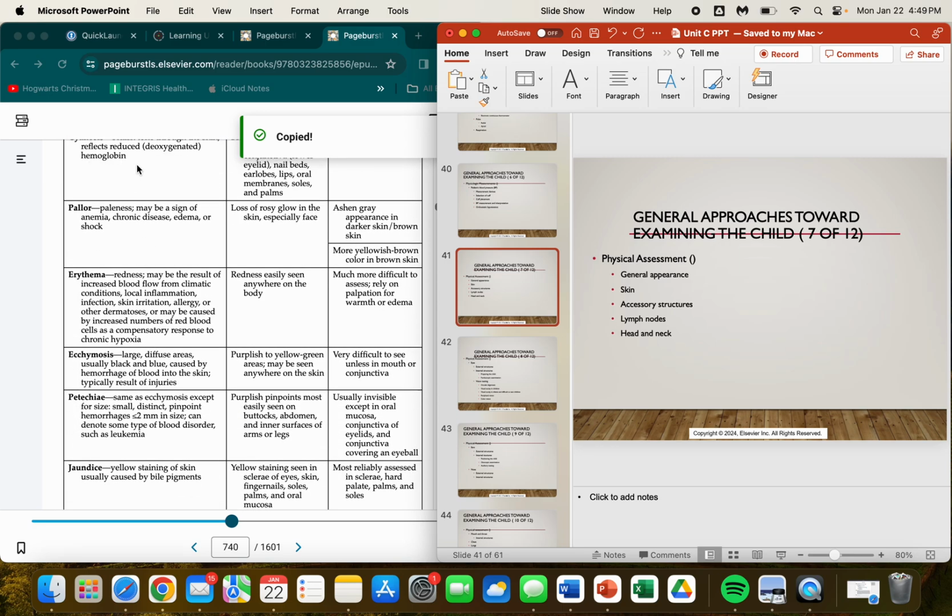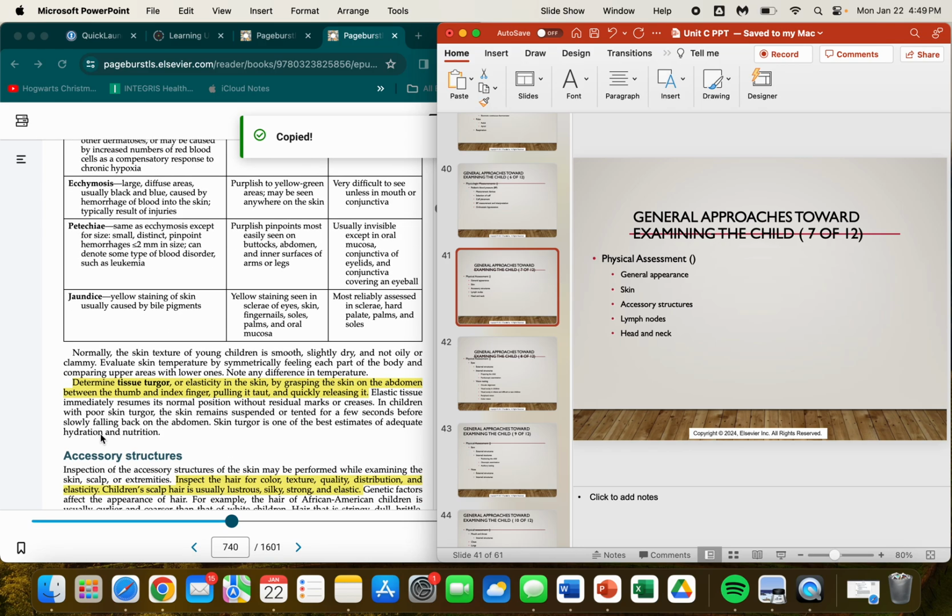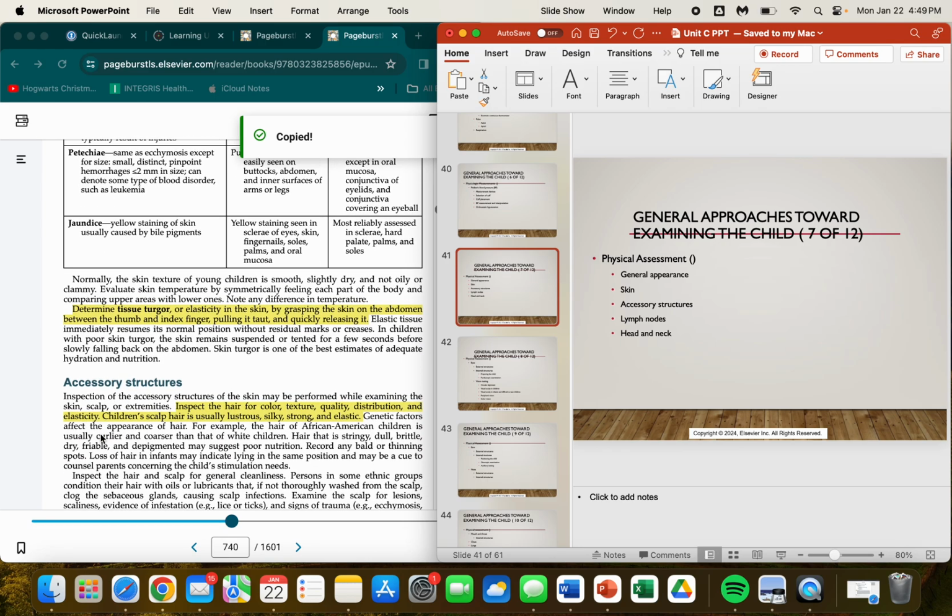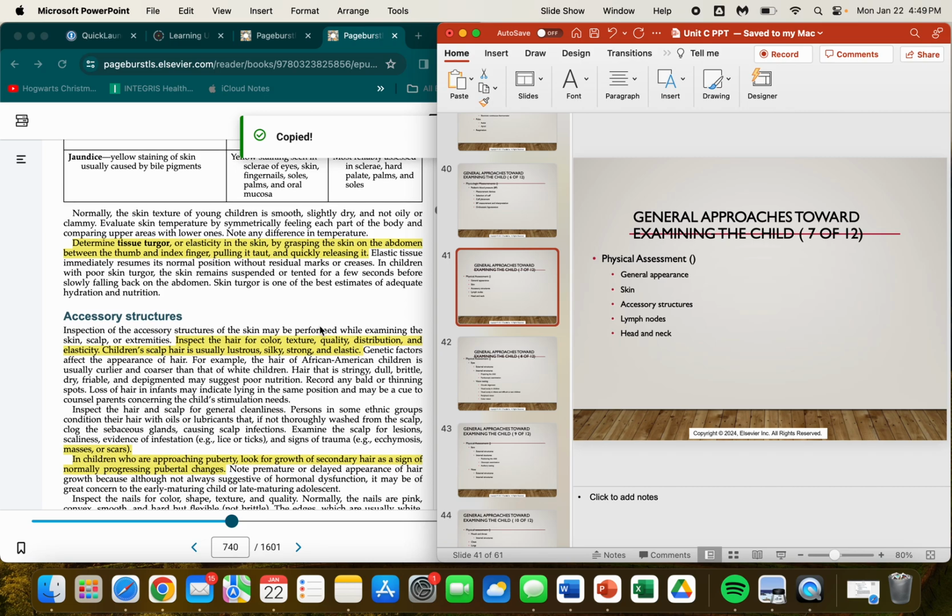So, are they cyanotic? They have ecchymosis, petechiae. All those things need to be documented. Generalized bruising. And then we note skin turgor in kids just like we would in adults. So that's something we need to assess for.